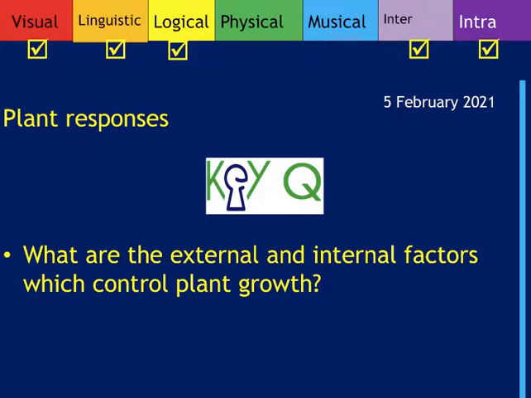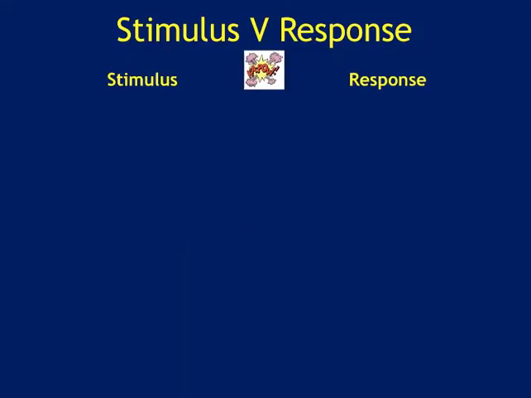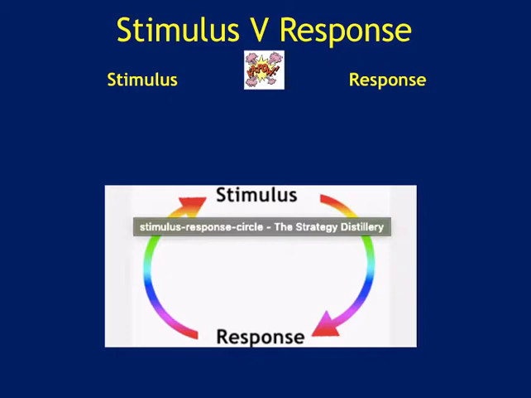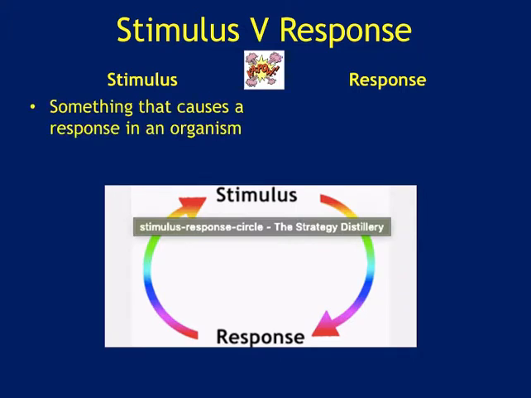Now, in this section of our lesson, we're going to look at external and internal factors which control plant growth. And we have seen these words before when we did the nervous system. So you have to realize that a stimulus brings about a response, and a response is caused by a stimulus. So they are both related to each other. A stimulus is something that causes a response in an organism, and a response is a reaction to a stimulus. So again, we've seen this when we did the nervous system.